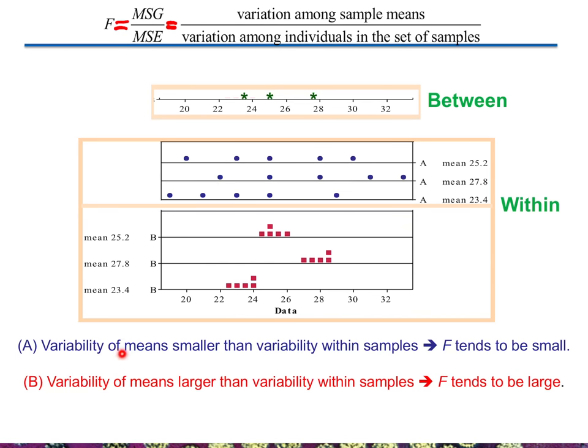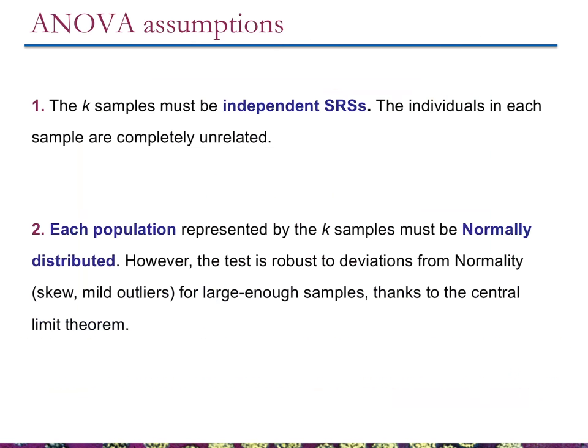So in the first example with the blue here, variability of means is smaller than variability within samples, so your F tends to be small. And as with any test statistic, the smaller the value of it, the larger your p-value, and the less likely it is to be statistically significant. In this example, variability of means is larger than the variability within the samples. F tends to be large, and so this would tend to give you a small p-value, which is more likely to be significant.